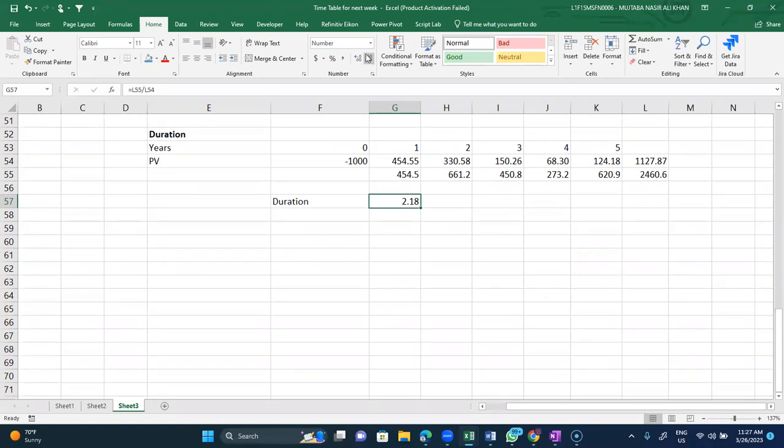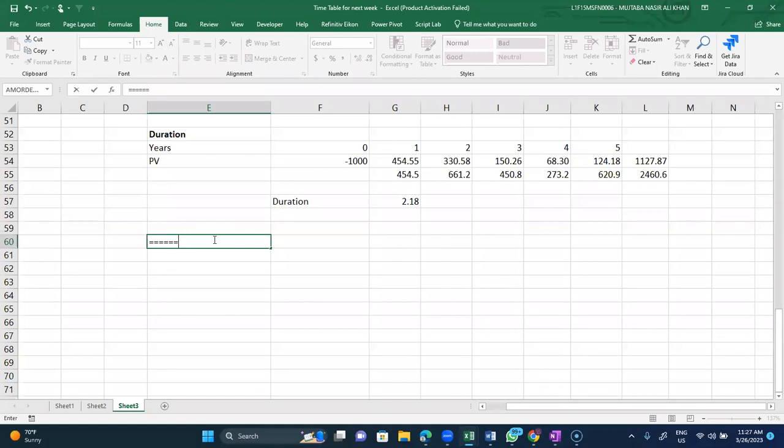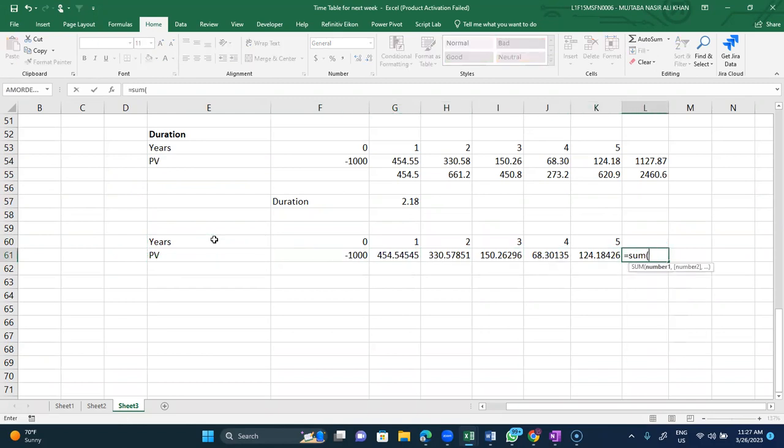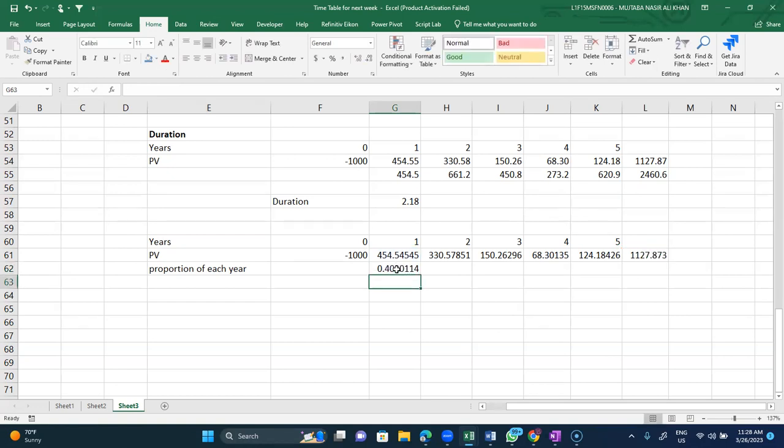There is another way. This is quite simple. Let me do it the way which you have learned in the class. Take the sum of this. And first of all, the proportion of each year. That is, divide each present value with the total. When you divide each present value with the total, the total will remain constant in each division, so I will lock this cell. Okay, then weighted average years.